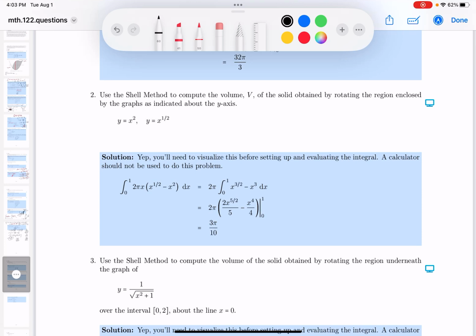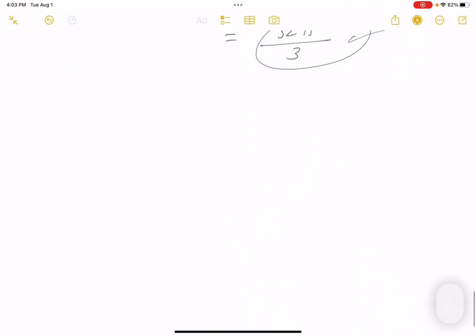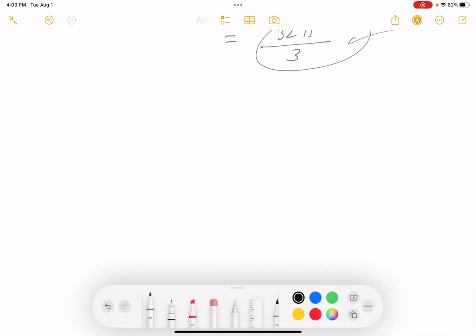Okay, use the shell method to get the volume, just like the prior problem. They got a region, and we're going to do it about the y-axis. So what I want to do is go to the whiteboard again. I need a little space to do this. And we're doing problem number 2 now. Let's just make sure we know what number 2 looks like.